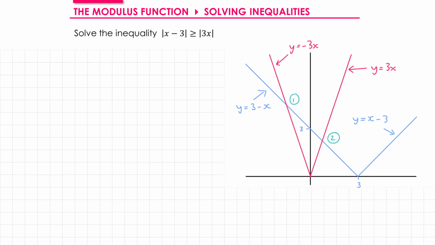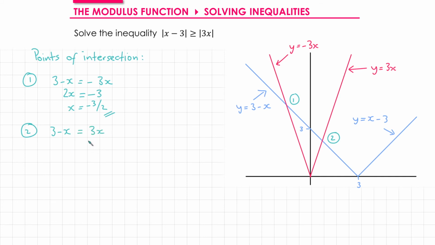Next, we'll find the points of intersection. For point 1, we have y equals 3 minus x meeting y equals minus 3x. Adding 3x to both sides gives us 2x on the left hand side, and subtracting 3 from both sides gives us minus 3 on the right hand side. Dividing through by 2 gives us x equals minus 3 over 2. For intersection point 2, we have the line 3 minus x meeting the line 3x. Adding x to both sides gives us 4x on the right hand side, and that leaves us with 3 on the left, which gives us x is 4/3.